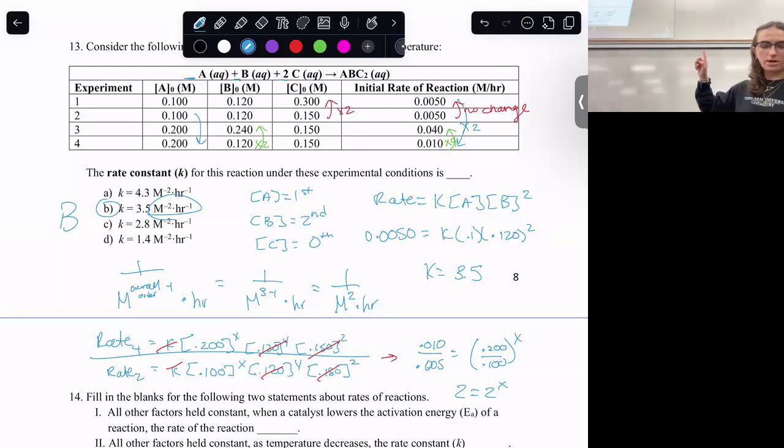If you divide 0.01 by 0.005, you get 2, and if you divide 0.2 by 0.1, you get 2. So then you're looking for what exponent of X would give you 2. So 2 to what power gives you 2? That would tell you the exponent, which matches the first exponent for A. And then you could do the same thing from 4 to 3 for reactant B, and from 1 to 2 for reactant C. You would see that the Y exponent comes out to 2, and the Z exponent comes out to 0.